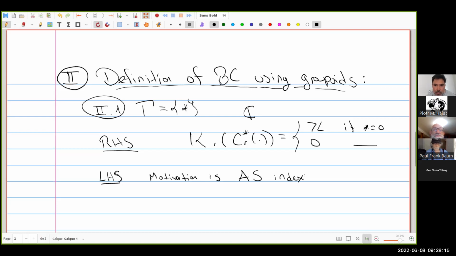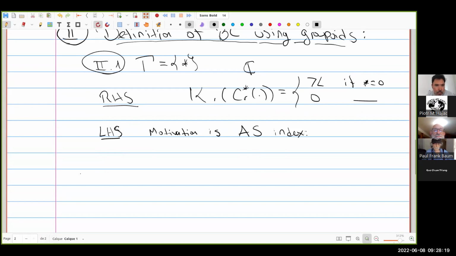So for this, I will... I'm not defining yet the map. So I'm not defining yet the group. Sorry, neither the map. So take M as a spin^c closed manifold.